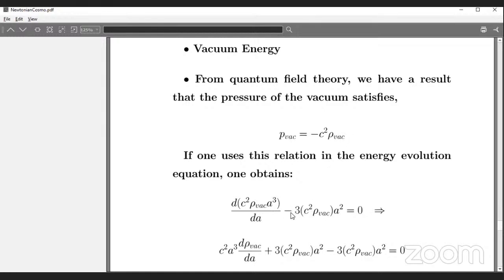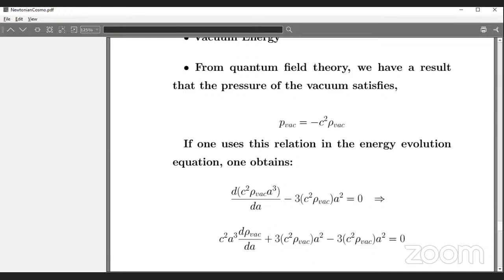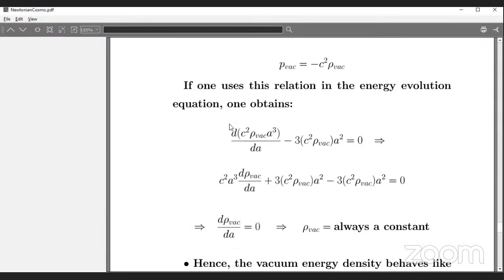So therefore, you will get minus 3 c squared rho vacuum a squared, which implies the equation. If you differentiate, take d by dA of c squared rho vac first, a cubed as it is, and then c squared rho vac times dA cubed by dA, you will get the result. When you differentiate this, you'll get c squared a cubed d rho vac by dA plus 3 c squared rho vac a squared. Where does this come from? d by dA of a cubed is 3 a squared. So you get 3 a squared.